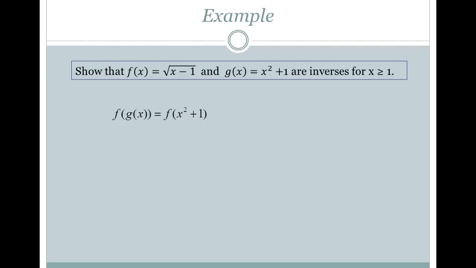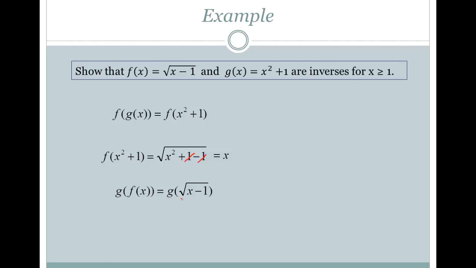So f of g of x is f of x squared plus 1. Wherever I see an x here, I've got to plug in x squared plus 1. And if I do that, it simplifies to the square root of x squared plus 1 minus 1. The plus 1 and the minus 1 are going to cancel each other out. I get the square root of x squared, which we know is simply equal to x. Okay, that worked. What about g of f of x?